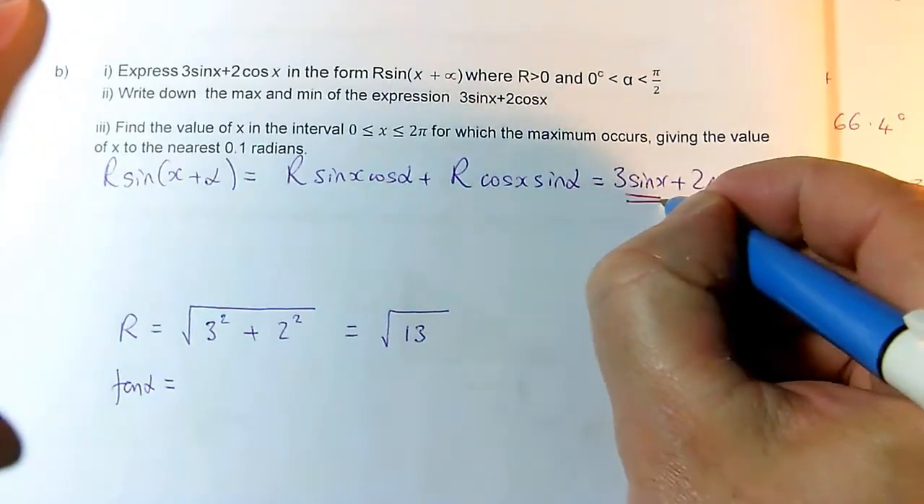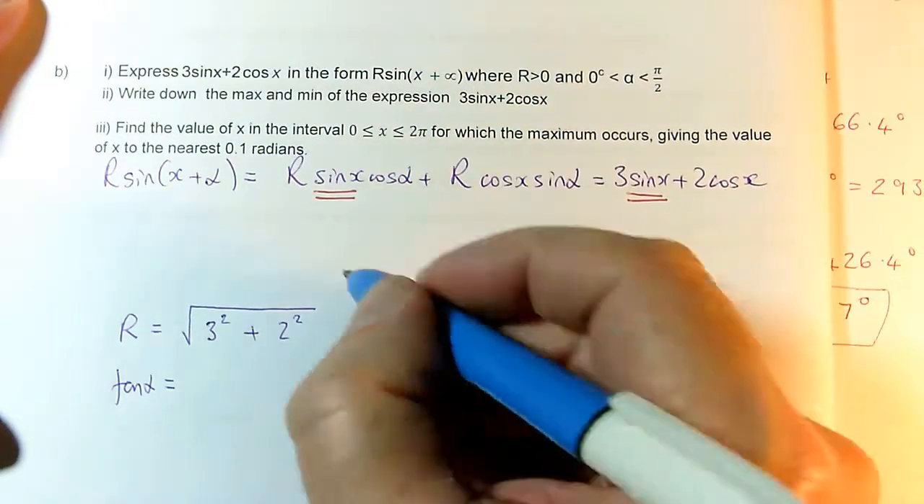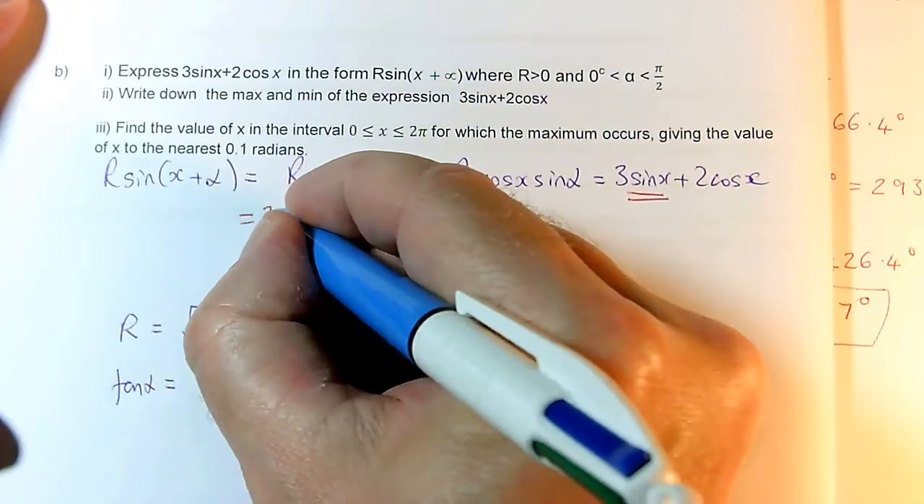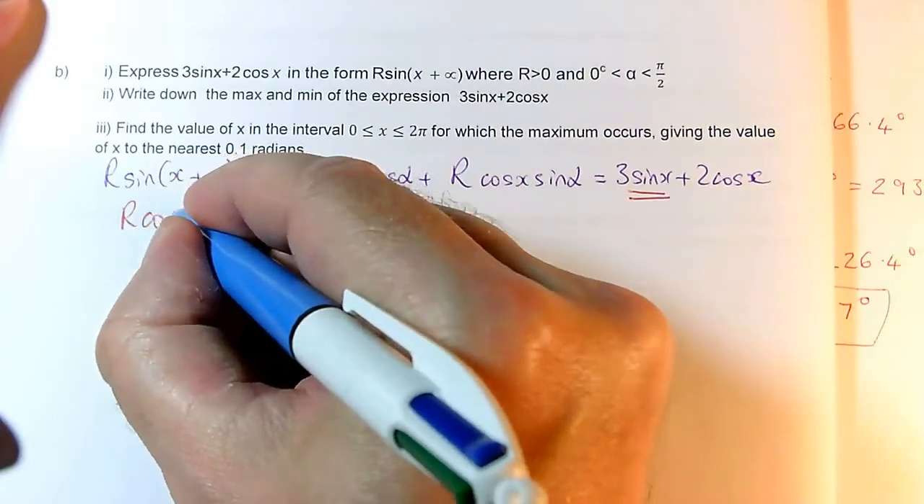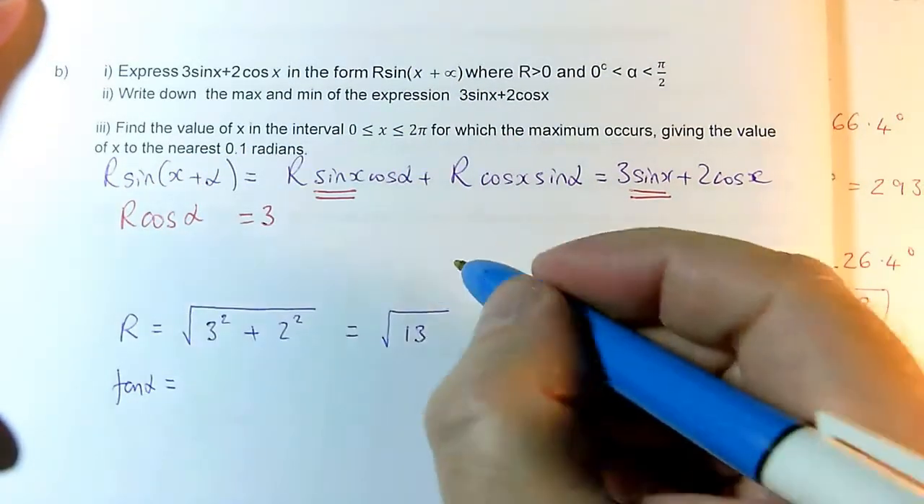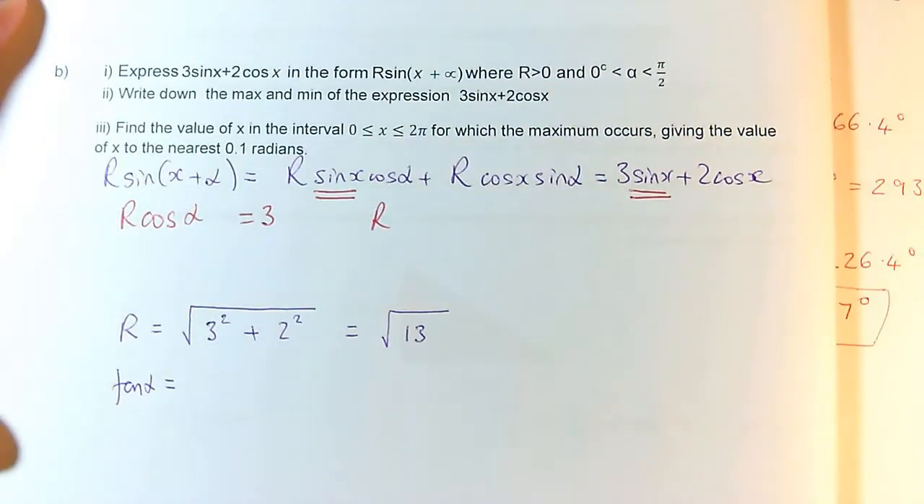So my sine x in red, here's my sine x term over here. What have I got matching together with the sine x? It's going to be something equals 3. And what have I got with the sine x here? It's r cos alpha. So r cos alpha equals 3. Sometimes you get r cos alpha first, sometimes you get r sine alpha first.